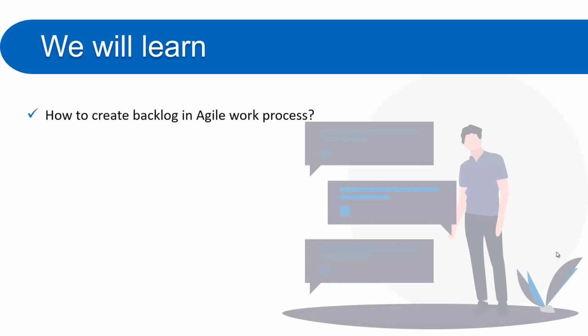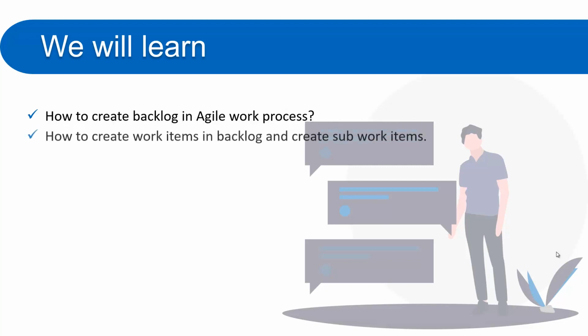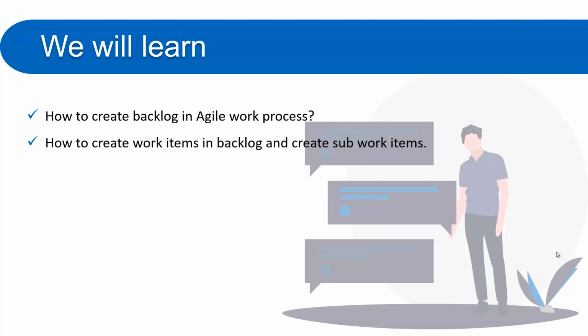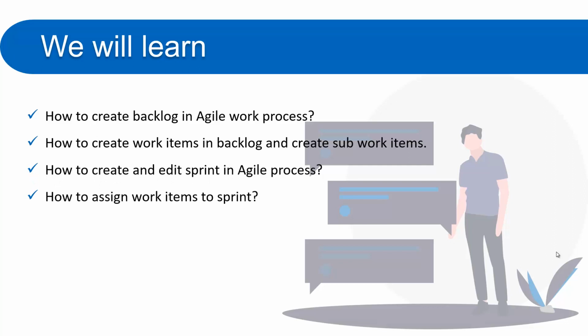Let's have a look at the agenda of this video. In this video we will learn how to create backlogs in the Agile work process, how to create a work item in the backlog, and how to create sub work items for those work items, how to create and edit a sprint in the Agile process, and how to assign work items to a sprint. Let's open the Azure DevOps portal.